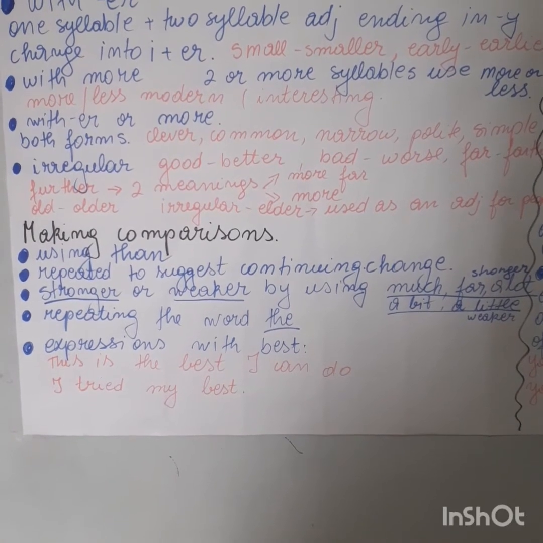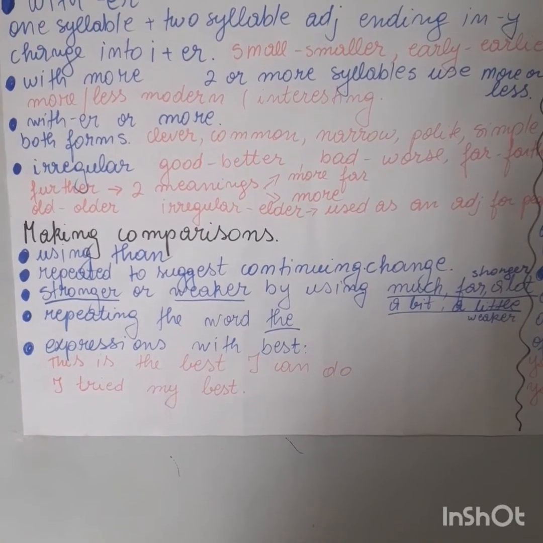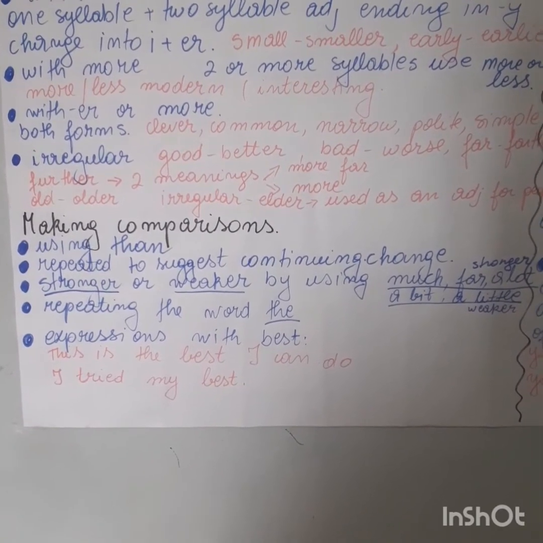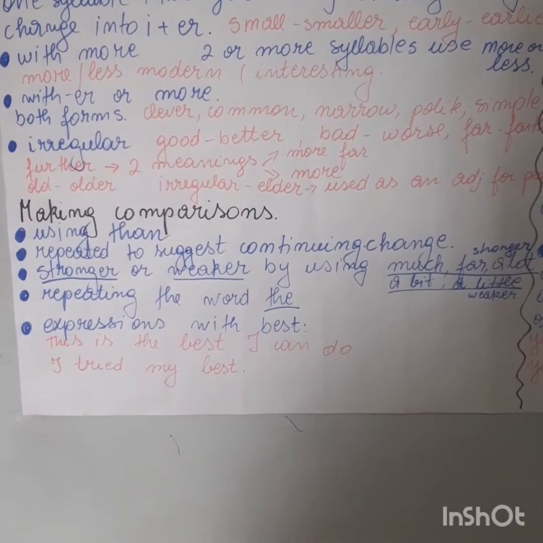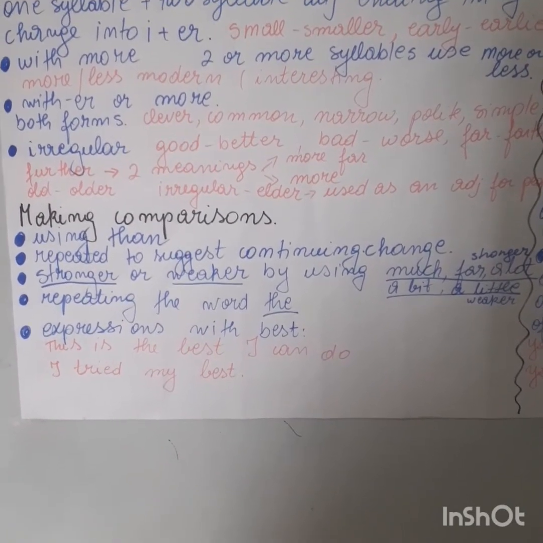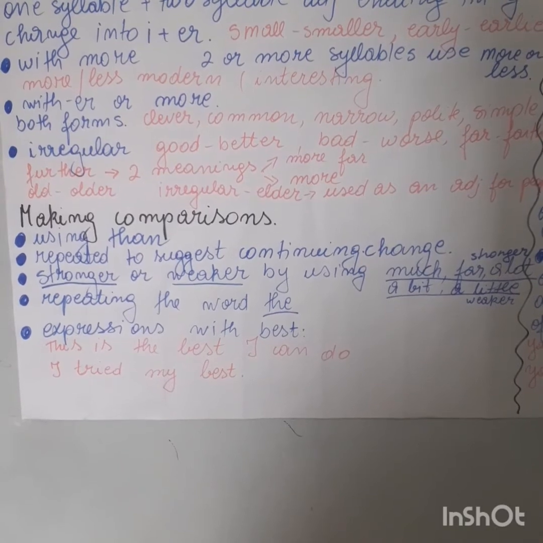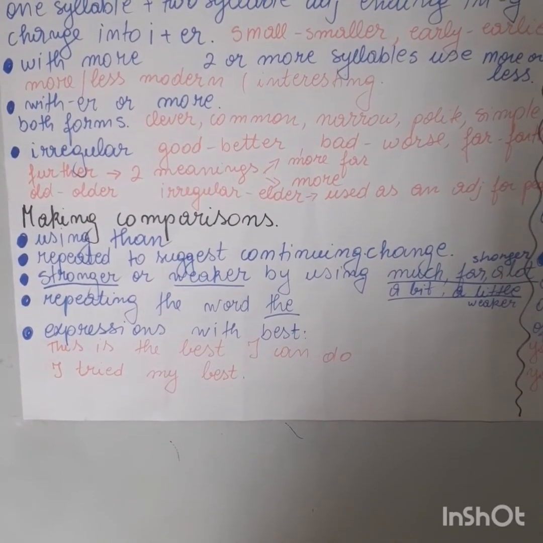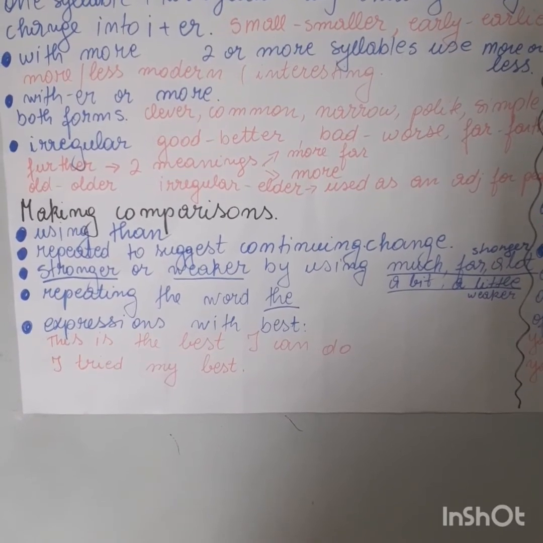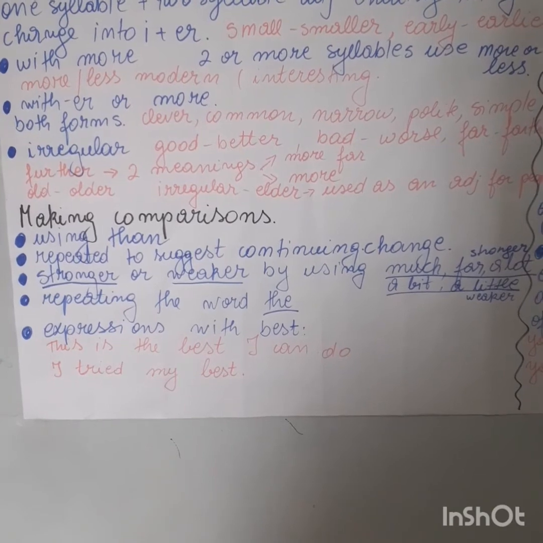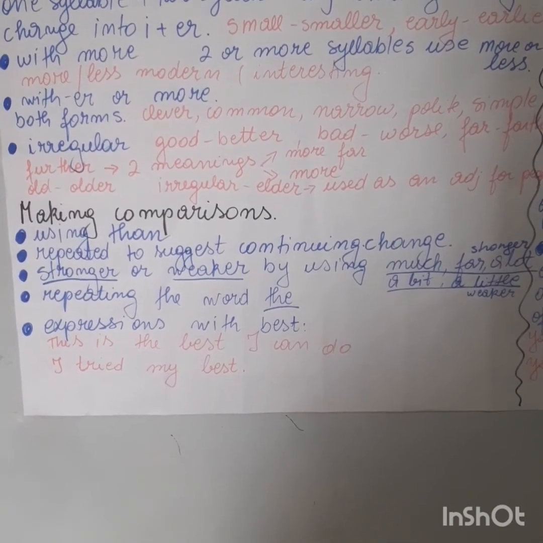Comparative adjectives. Comparatives with ER. One-syllable adjectives and two-syllable adjectives ending in Y generally add ER to make the comparative form, with Y changing to I. Adjectives ending in E add only R. For example, small, smaller, early, earlier, late, later.